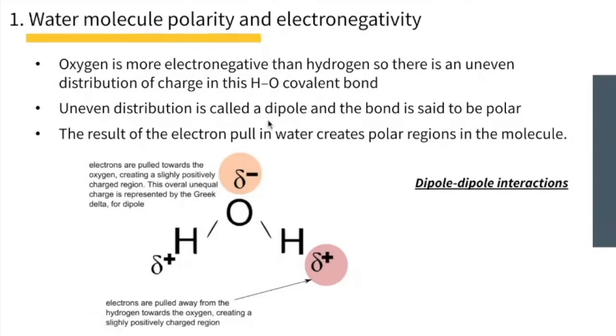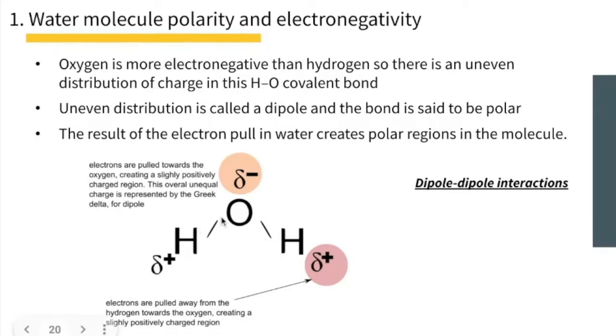This is the structure of water. Two hydrogen atoms bound to oxygen. Naturally oxygen is more electronegative than hydrogen because there is a difference in terms of electronegativity. So it forms what we call polarity. The uneven distribution is called a dipole, and the bond is said to be polar. We call it a dipole-dipole interaction because of the difference of electronegativity.